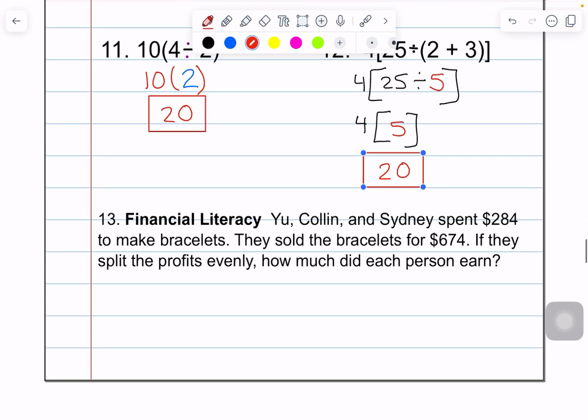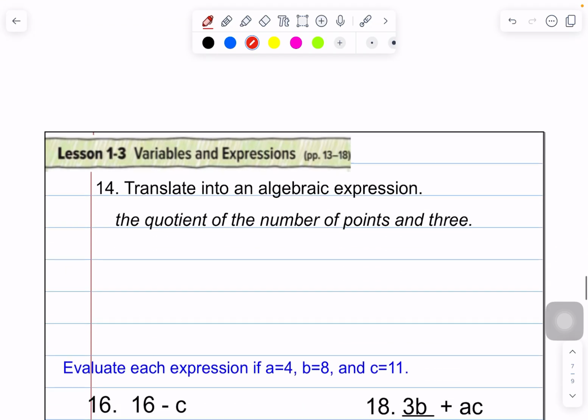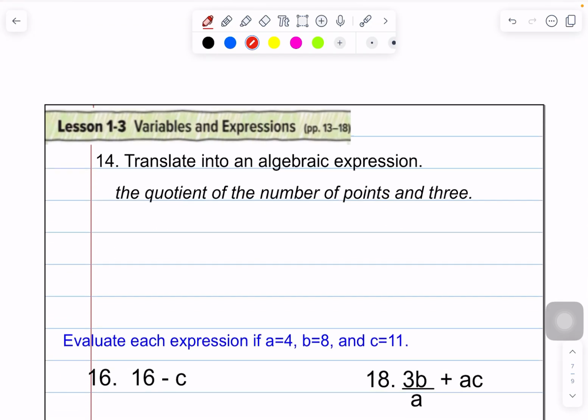Number 13 was a word problem where you had to go through and solve this one. I threw it out because you're not going to have to do anything like that on the summative. So let's go to number 14.